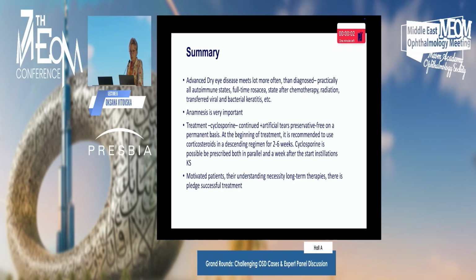At the beginning of treatment, it is recommended to use corticosteroids in a descending regimen for 2 to 6 weeks, and then cyclosporine, or it could also be combined at the same time. And with motivated patients who understand the necessity of long-term therapies, there is really a way to success.